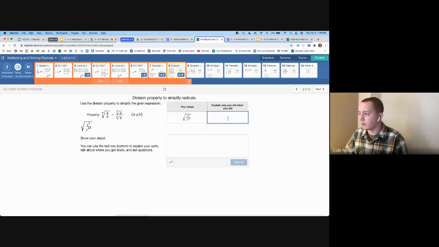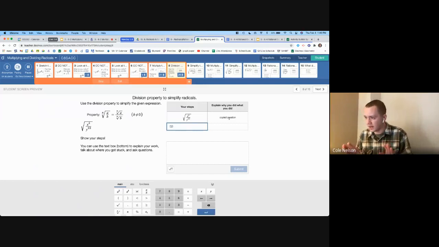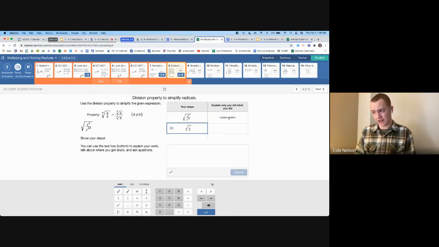Explain what you did, explain why you did what you did. I would just write the copied question. On the next line, this opens up another line where you can put in your next step. I'm going to rewrite the square root of, I'm not going to write x to the 4th, I'm going to write x squared and put that in parentheses.